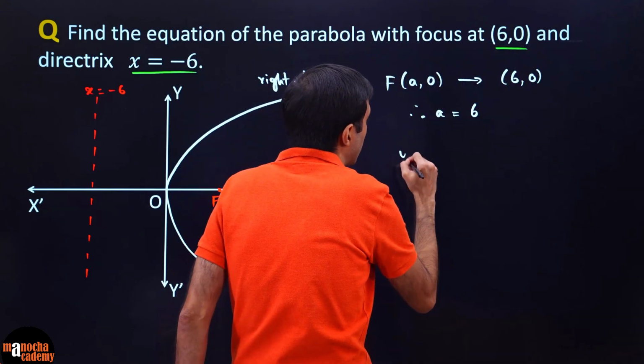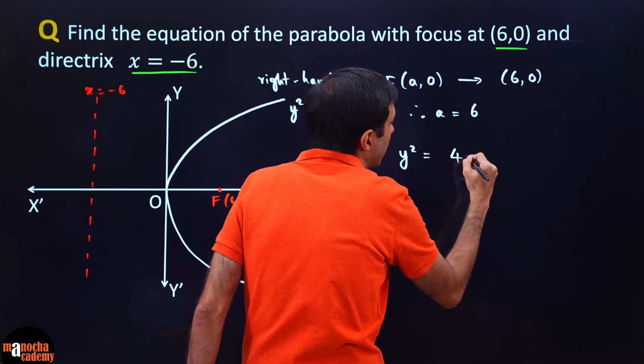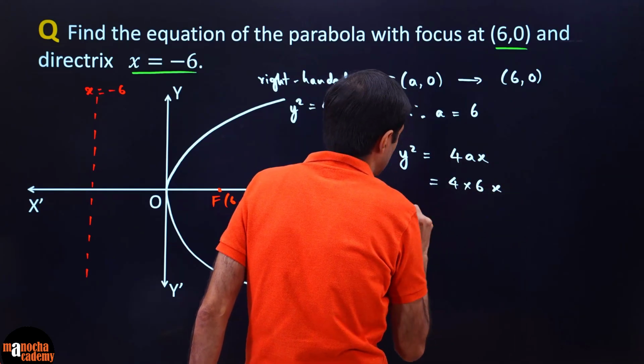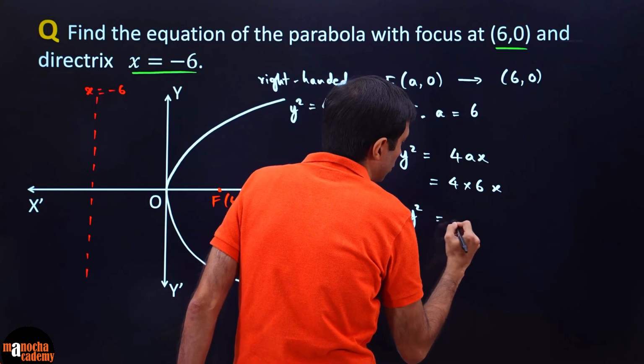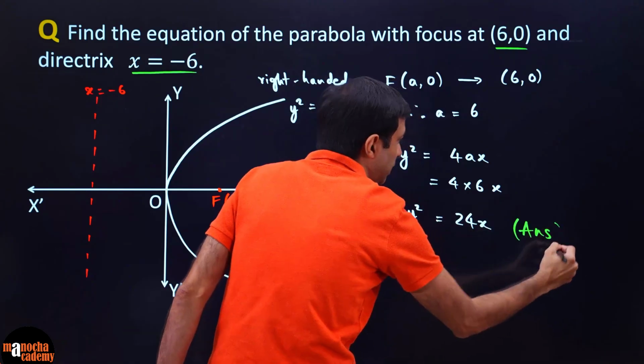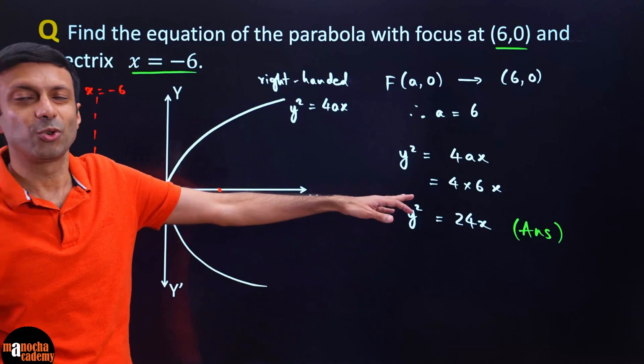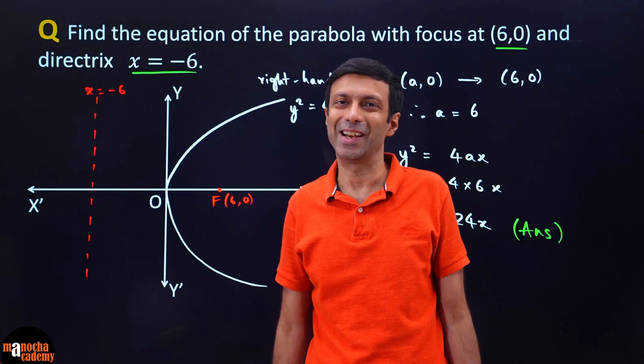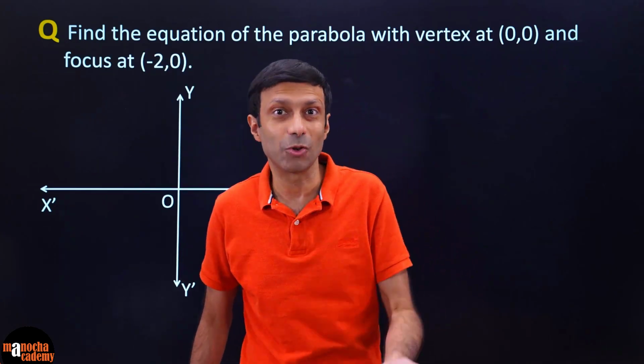So just substitute it here. The equation of the parabola becomes y square equal to 4ax. I'll put a equal to 6, so 4 times 6 times x. So y square equal to 24x. Please see if you're getting the same answer. Y square equal to 24x. This is your right-handed parabola. We are done. Let's try another question here.